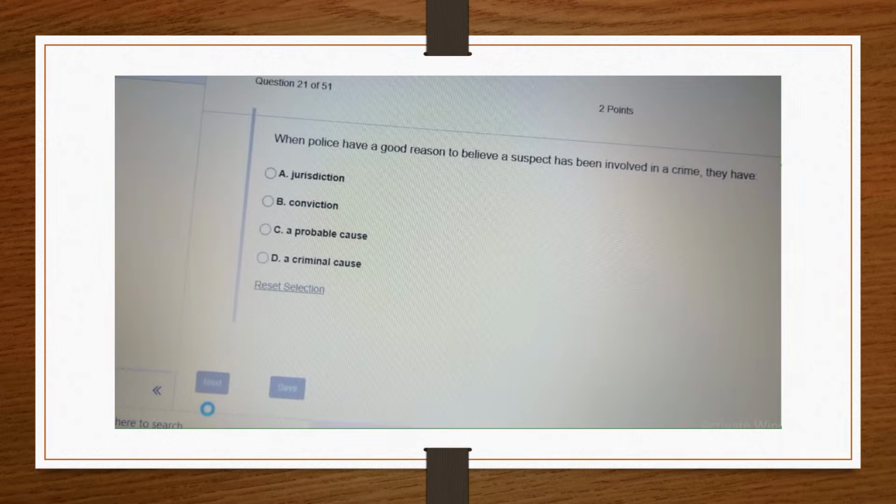21. When police have a good reason to believe a suspect has been involved in a crime, they have C, a probable cause. Yes, you can just check it out on the internet, it's there.